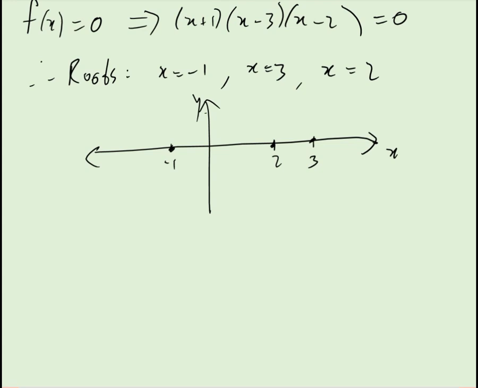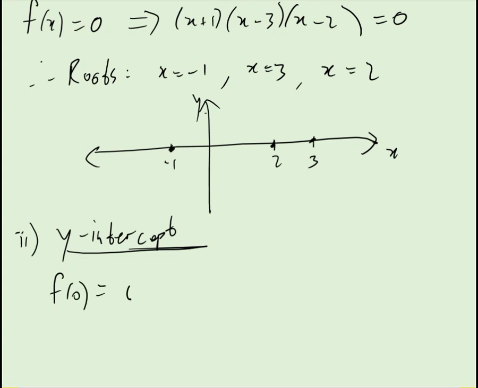But we're still not done, so let's get the y-intercept. To get the y-intercept, we must set x equal to 0. So we just calculate f of 0. And f of 0 is 0 cubed minus 4 times 0 squared plus 0 plus 6, and this is just 6. So the y-intercept, okay, it's not drawn to scale, but there will be a 6 here, and it will cut here.